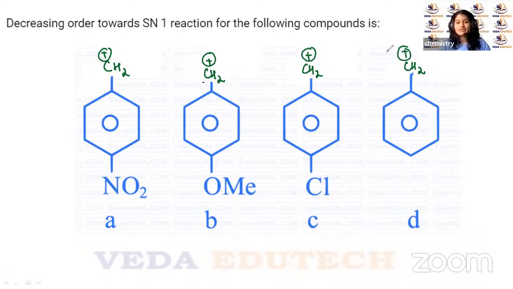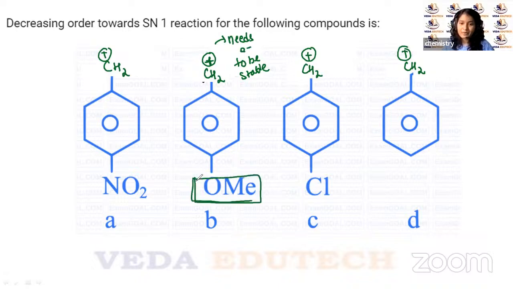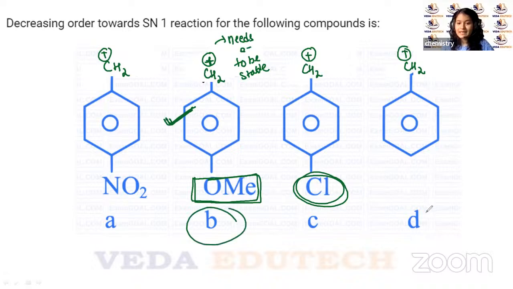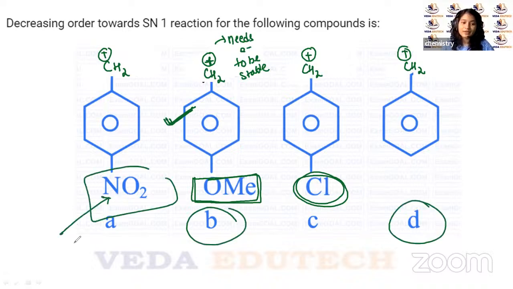Okay. Now, as you can see, children, it needs electrons to be stable, right? In all these cases, in which of the following can you find electrons which make it stable? Obviously, OMe is electron donating, right? So OMe is going to have the highest reactivity here. Then we know that Cl is electron withdrawing, it is deactivating, whereas here there is nothing. So then D. So B, then D. NO2, this is going to be the last one because this is electron withdrawing, right?